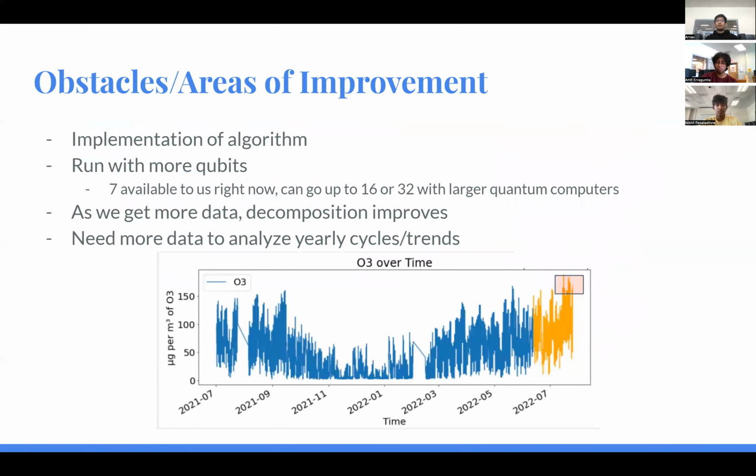Some obstacles we faced during our project were in implementing the algorithm. Specifically, we didn't have many qubits. We only had 7 available to us on IBM Q, which means we couldn't train on as much data as we would like. If we had 16 or 32 qubits, we could train on a lot more data, which means we could have better cycles, better decomposition, and learn more important features. Another issue is that our data is only 1 year long, which means we couldn't analyze patterns year over year. If we got data from multiple years, we could identify more yearly trends and cycles.